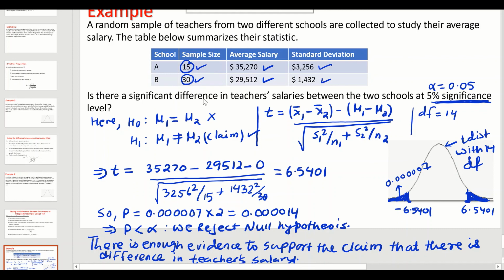So that is the end of this short video where we tested the difference of two means of independent samples using the t-test.